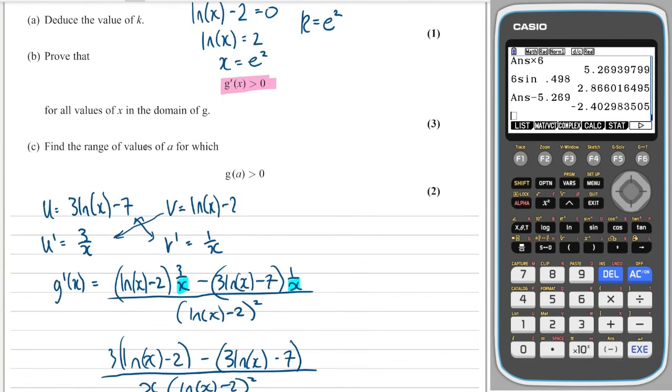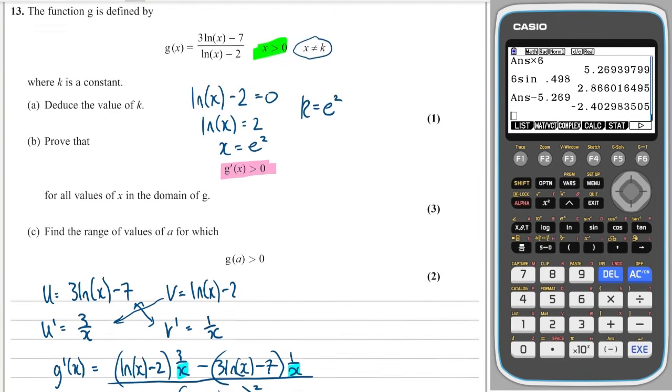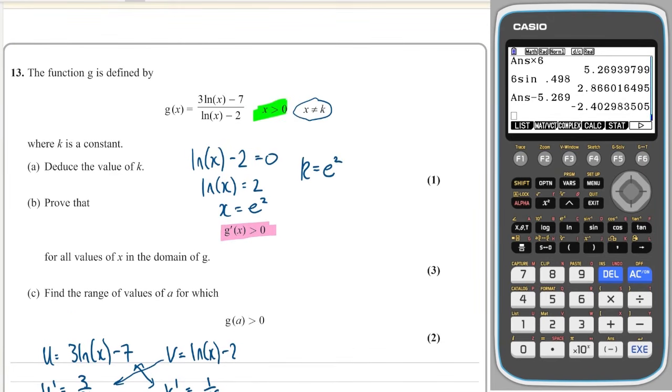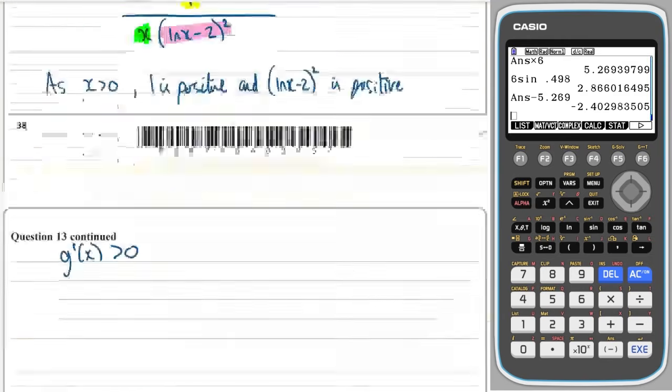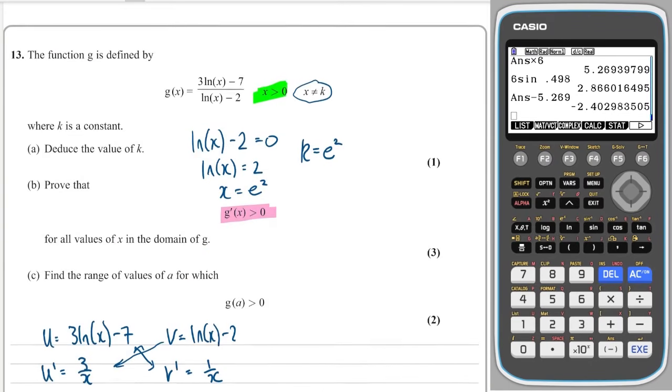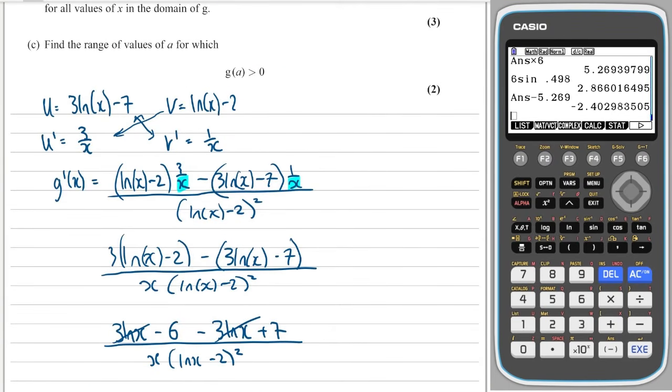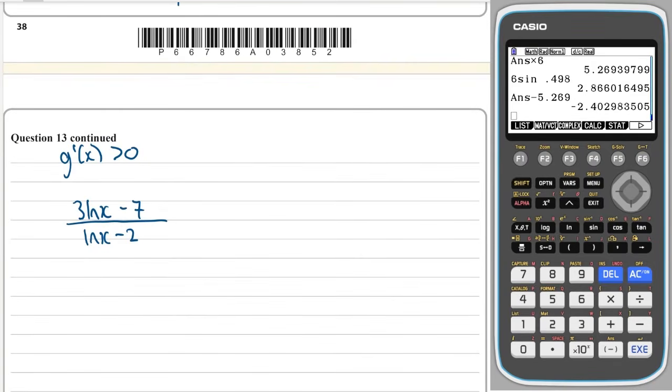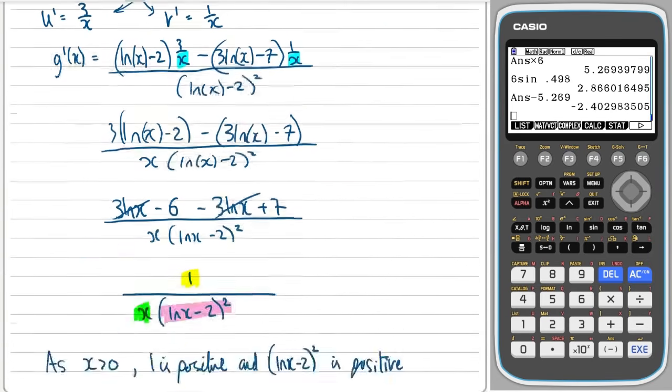Find the range of a for which g of a is greater than 0. So this function here needs to be greater than 0. Okay, let's write that function out again down the bottom here. 3 ln of x minus 7 over ln of x minus 2, I believe. Is that right? That's right. But this time we are substituting in an a, so I need to replace those x's with a's. And we've been asked to state when is it greater than 0.